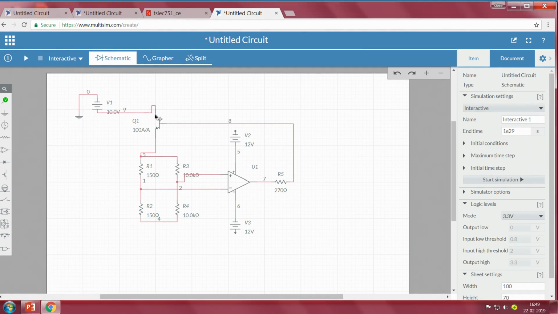So we have a 10 volt DC source here going as an input to that transistor, and from the transistor to the bridge circuit, and this has to be grounded here, the bridge circuit. And from the two terminals of the bridge to the amplifier, and then the output of the amplifier driving the transistor.